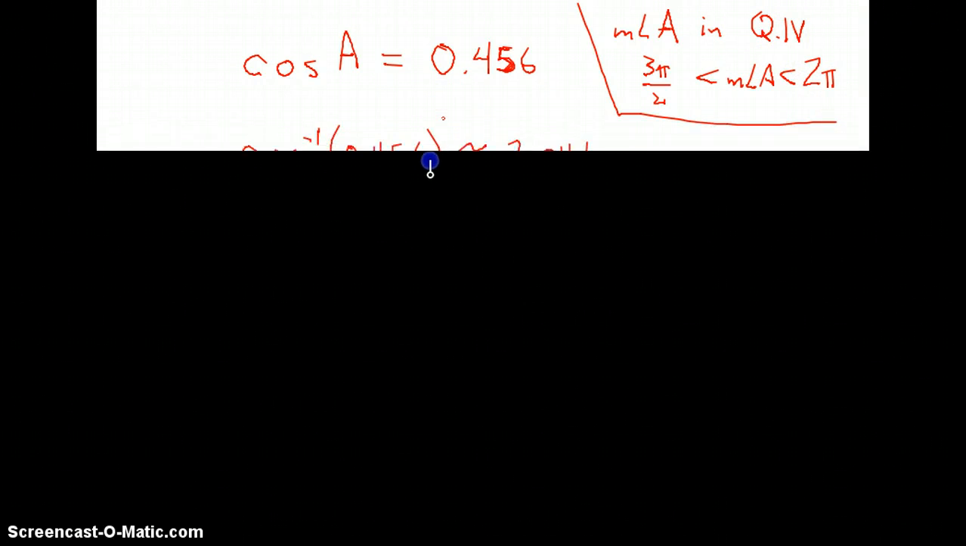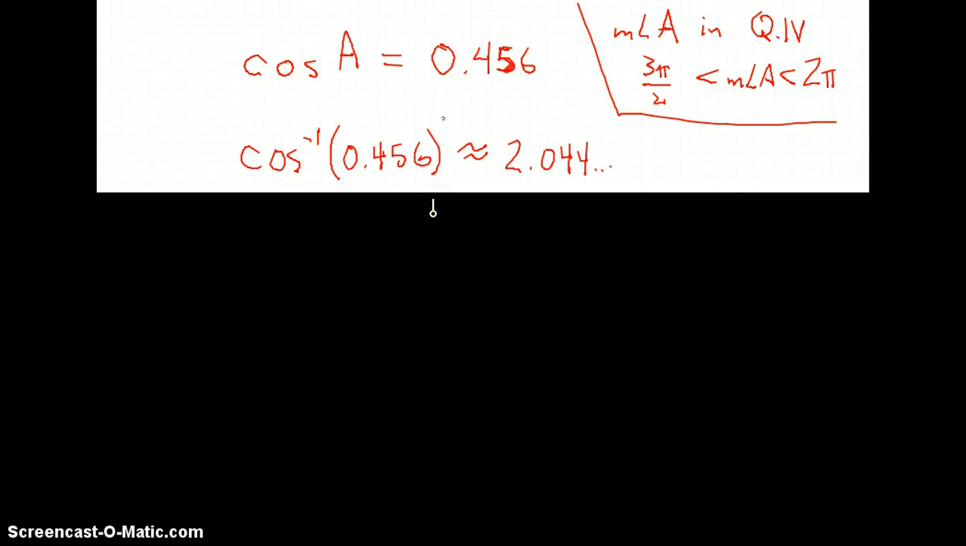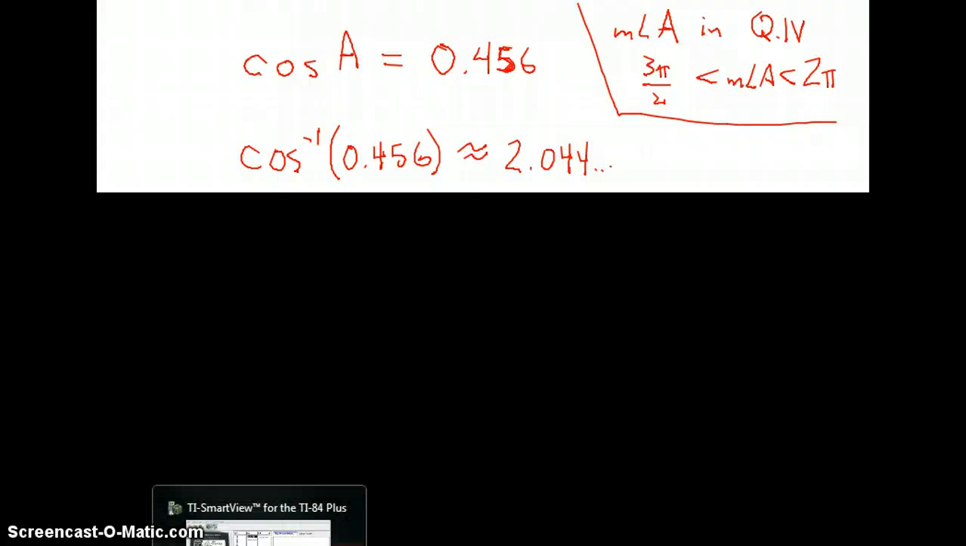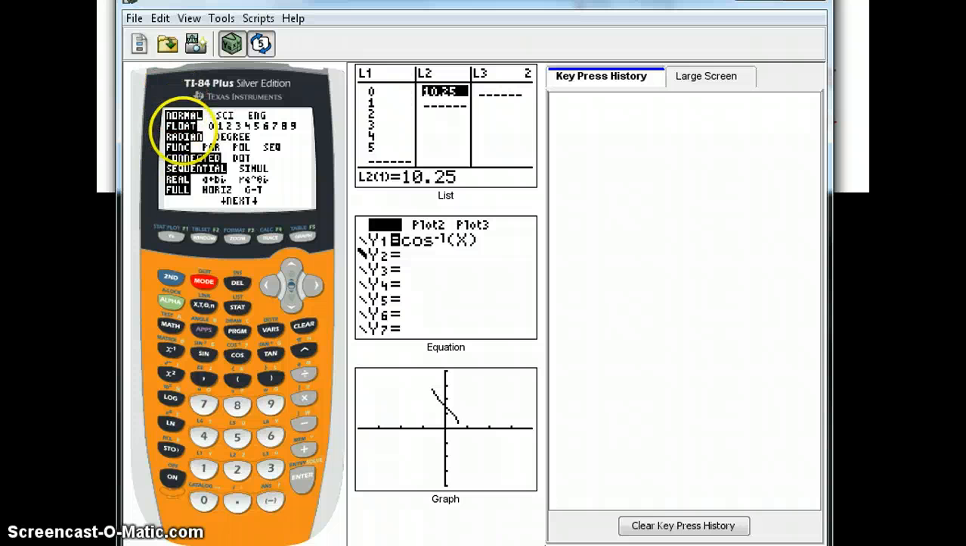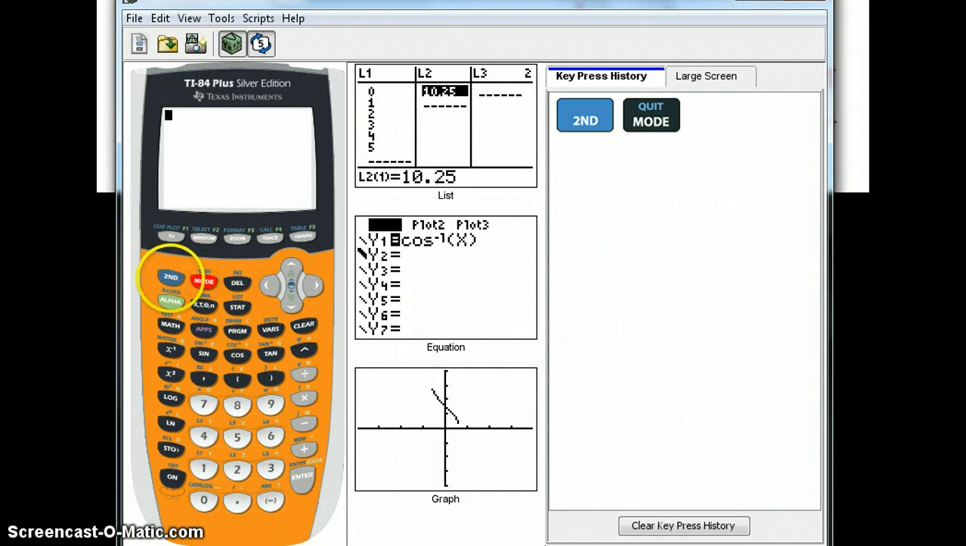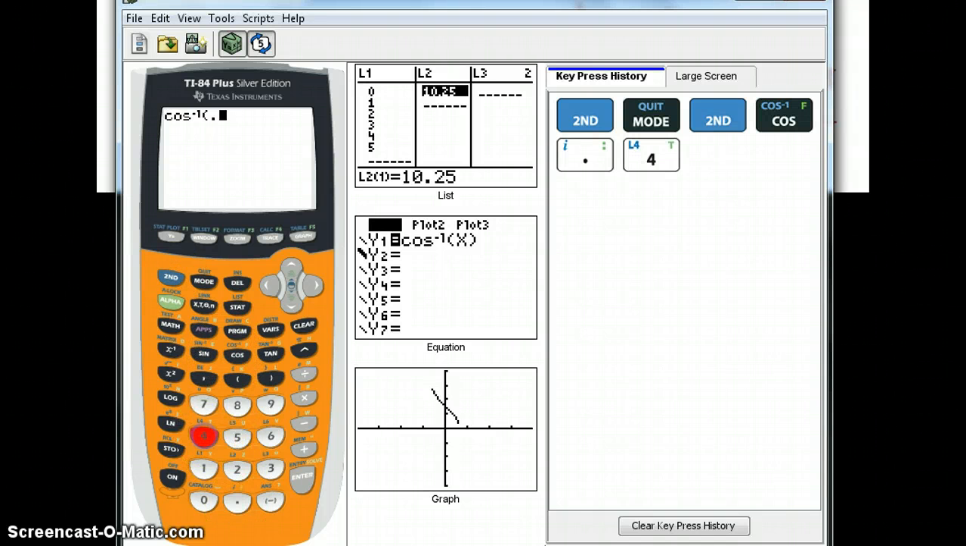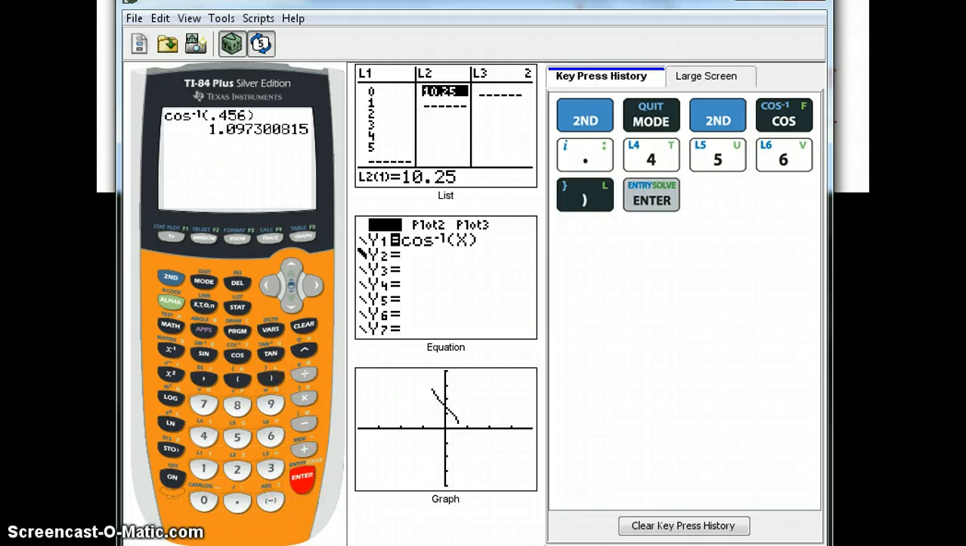In the good old innocent days of things like law of cosines, you would just take the inverse cosine of 0.456 and you'd get an angle. I can do that on my calculator. I've already done this one actually. Make sure you're in radians for this. I said this problem was in radians. And if I found the inverse cosine of 0.456, that's going to give me an angle 1.09.